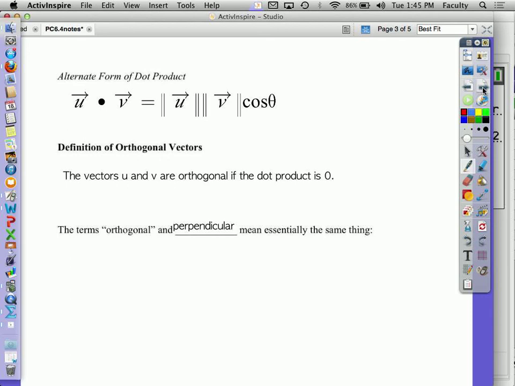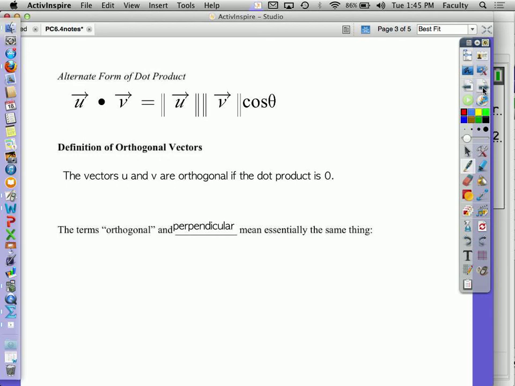All right, then we have another definition. Definition of orthogonal vectors. The vectors u and v are orthogonal if the dot product is 0. In physics, orthogonal is the word they use to describe vectors that are perpendicular. So don't you remember when we were just learning about the dot product? One of them had a dot product of 0, didn't it?